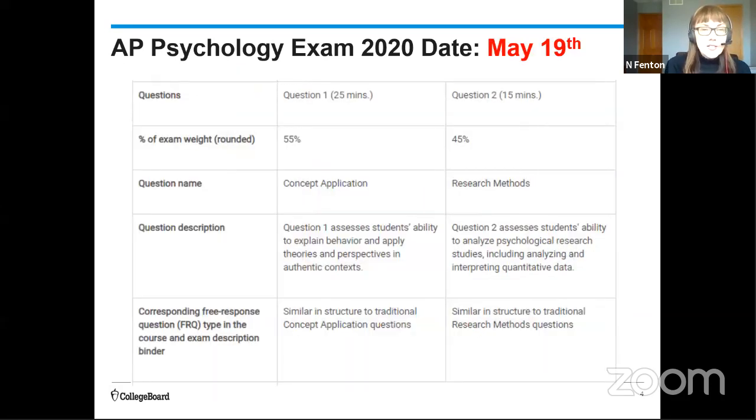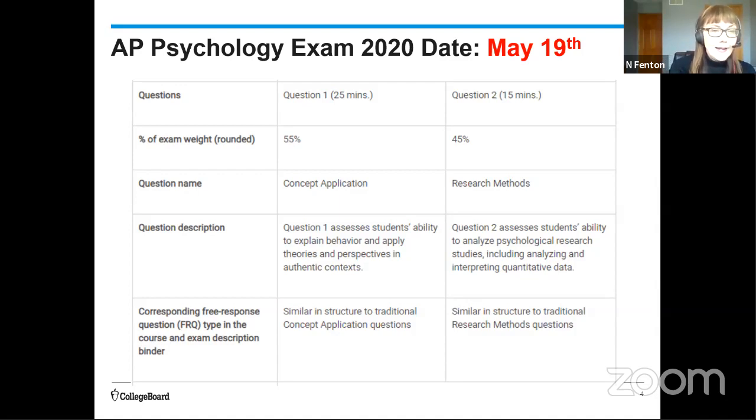This is a little chart of what the exam will look like. So remember, it's FRQ only. There's no multiple choice. And just like always, there's going to be two FRQs. There's question one, for which you will be given the traditional amount of FRQ time, which is 25 minutes. And that's going to be worth 55% of the exam.